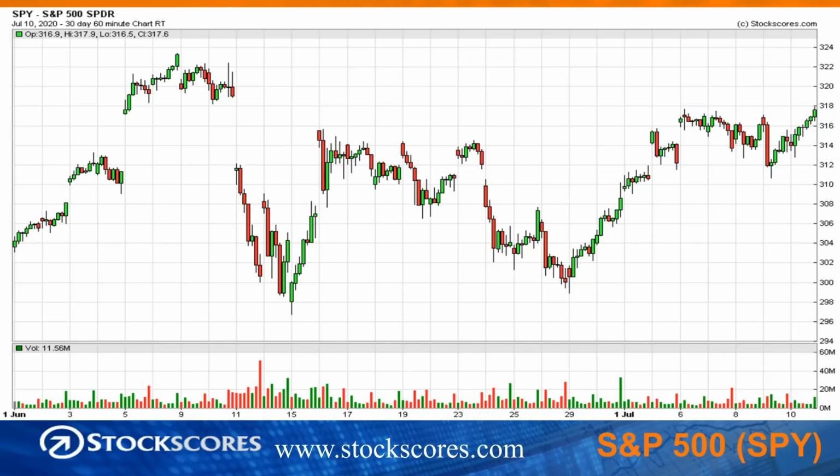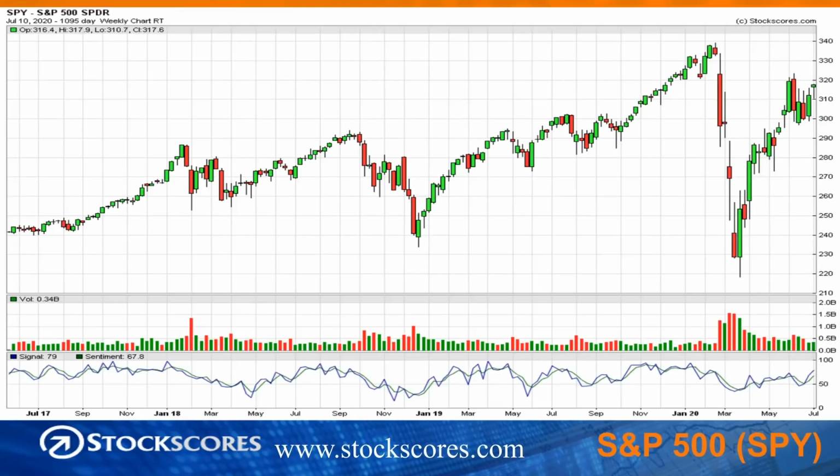If we take a look at the longer term chart of the SPY, this is the 3-year weekly chart, you can see we had the big COVID correction when the upward trend line was broken. We then had the bounce back when the downward trend line was broken. We've had a nice rally since then, but we have been stuck in this little sideways range. So this also is a neutral chart.